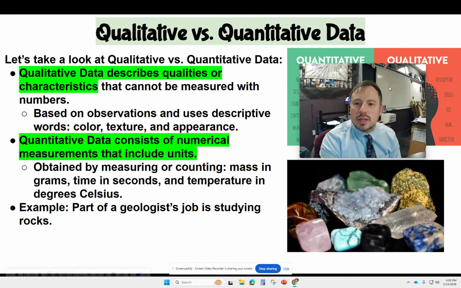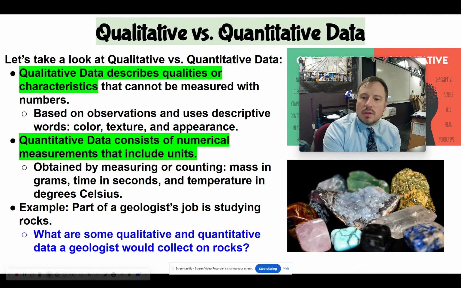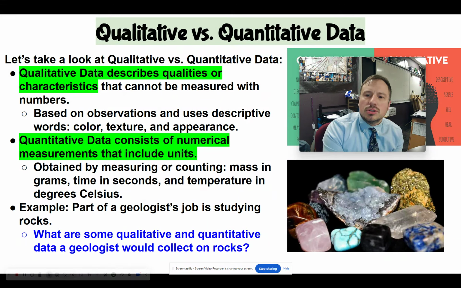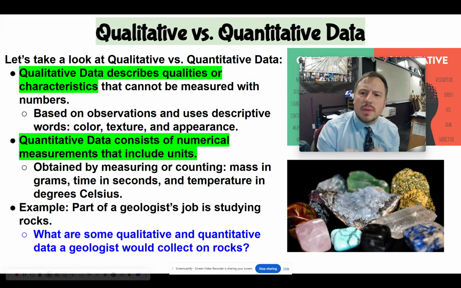So let's just do an example here, right? Part of a geologist's job is studying rocks. So if we look over here to the right, let's take a look at that qualitative data we could use. If we look at these rocks, how would you describe them? That would be like color, shape, the size, is it big or small? Is it rough? Is it smooth? What does it smell like? These are qualitative data. Now, quantitative data, think about if they put it on a scale.